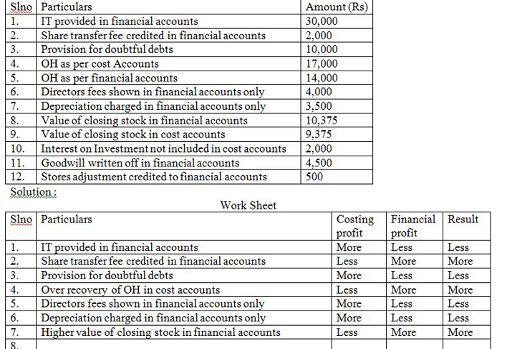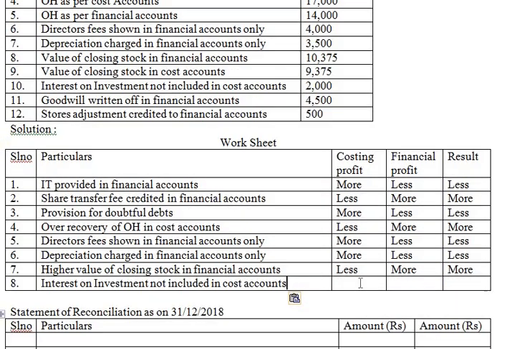Eighth point. Now interest on investment not included in cost accounts. So here it will be less because I have not included, and here it is more, and your result will also be more.